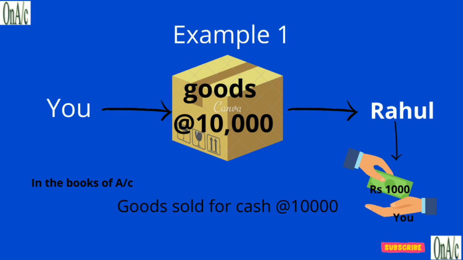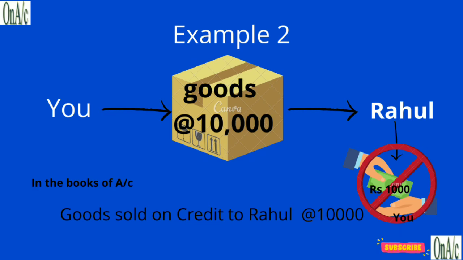Suppose you sold goods to Rahul costing rupees 10,000 and Rahul paid you 10,000 to receive the goods. Then this is a cash transaction in your books of accounts and you will record it as goods sold for cash at 10,000. Whereas if Mr. Rahul did not pay you 10,000 and has taken the goods, then this is a credit transaction in your books of account, where you will record it as goods sold on credit to Rahul at 10,000.